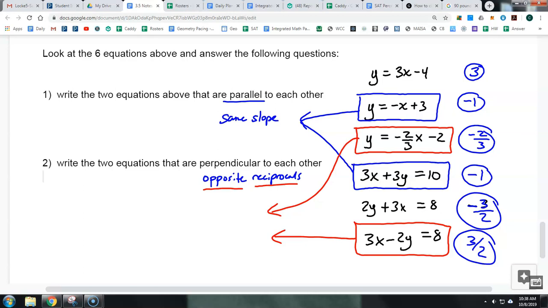This one was kind of close. These two are close, but not quite, because they're not opposites. They are flips of each other, but they were both negative, so that one couldn't work. So hopefully you have an idea now of finding slopes, whether you're given a graph, whether you're given points, whether you're given an equation, and you should be able to identify whether they're parallel or perpendicular to each other.